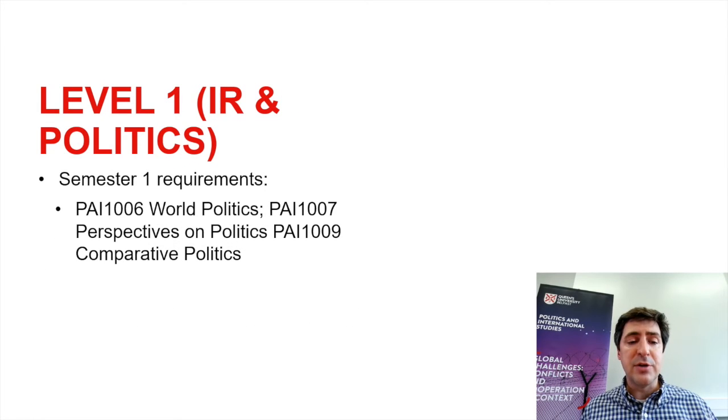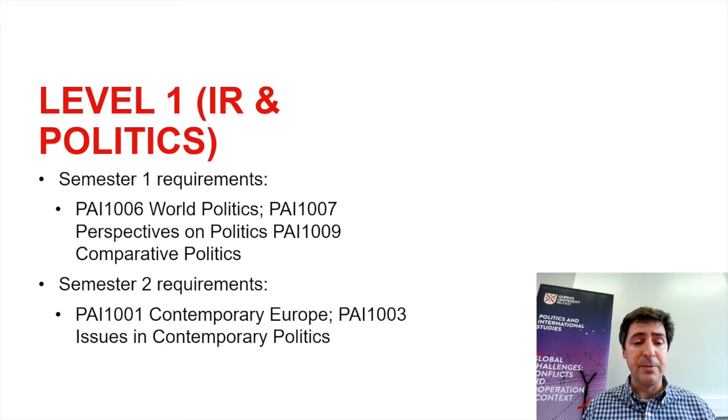For those of you studying on the International Relations and Politics degree, taking the joint degree, essentially what you'll do is you'll take 5 required modules from the school. So in semester 1, you'll take PAI 1006, PAI 1009, as well as PAI 1007, which is Perspectives on Politics, which introduces you to political theory, political philosophy, and some of the major debates in that realm.